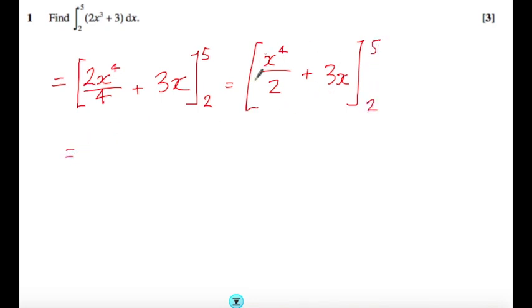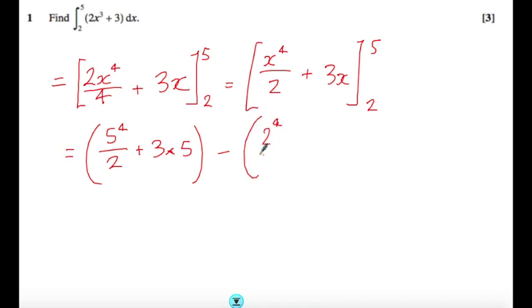So then we need to sub in 5 to this and then take away what we get when we sub in 2. So we're going to be doing 5 to the 4 over 2 plus 3 times 5, and take away 2 to the 4 over 2 plus 3 times 2. So that gives me 5 to the 4 over 2 plus 3 times 5 is 327.5 minus, and then 2 to the 4 over 2 is going to be the same as 2 cubed, plus 3 times 2 is 14.